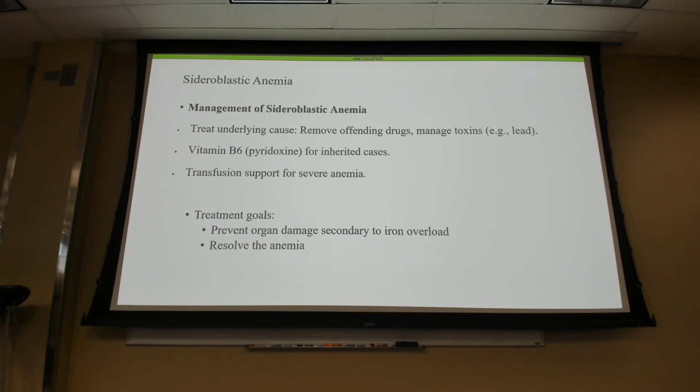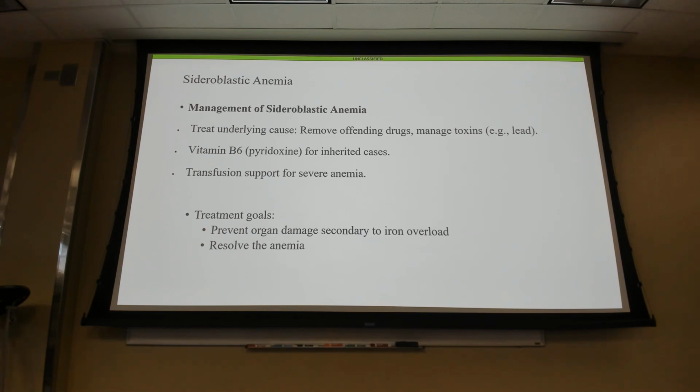Treat underlying conditions, right? If you know what the problem set is and you can treat it, things should improve. Inherited B6 responsive conditions: part of that is the enzyme that works with the incorporation, and part of it is a B6 enzyme. So by giving it B6, it fixes the problem in the inherited cases. Transfusion, sure, if it's bad enough, they may need a transfusion.